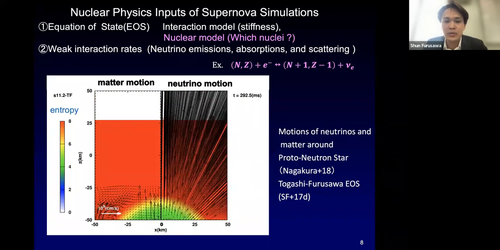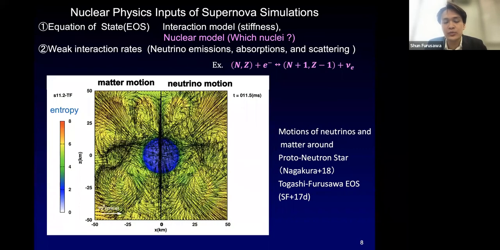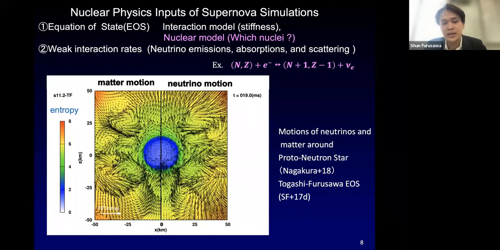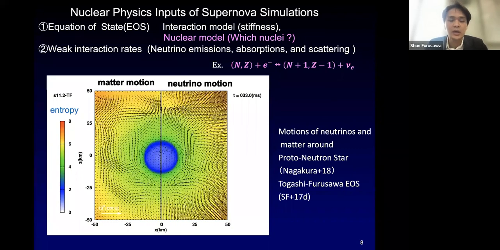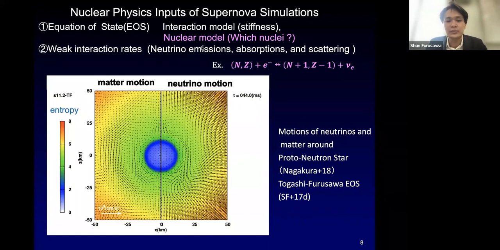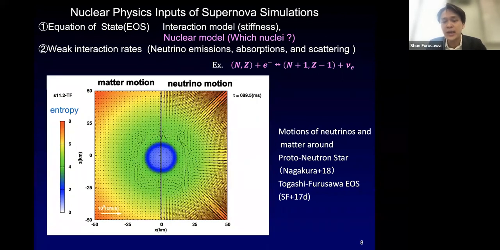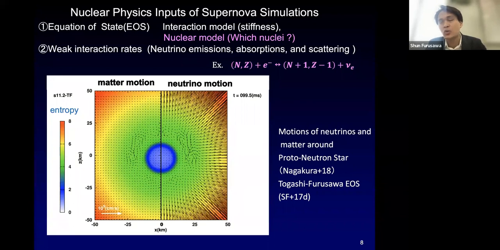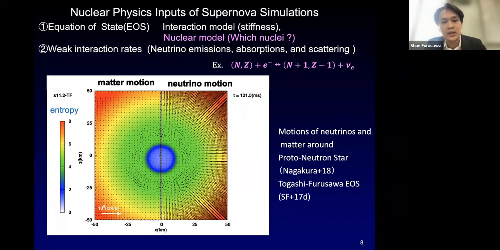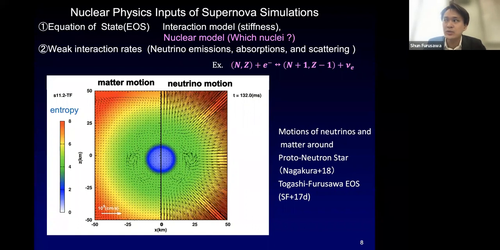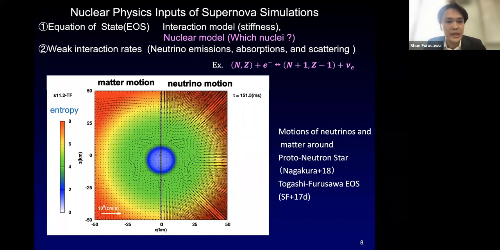And we also need a nuclear model to calculate clustered matter. To calculate inhomogeneous nuclear matter, we need some nuclear model. For example, the compressible liquid drop model in LS-EOS and the Thomas-Fermi model in Shen STOS-EOS. And recently, the statistical NSE model is a trend.